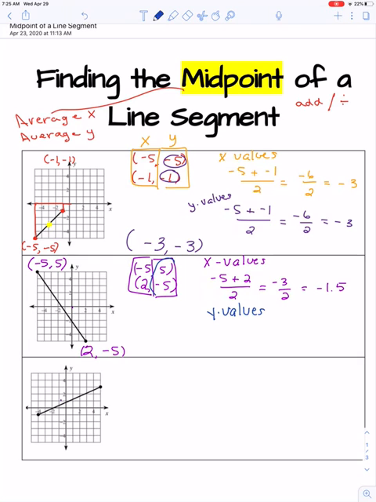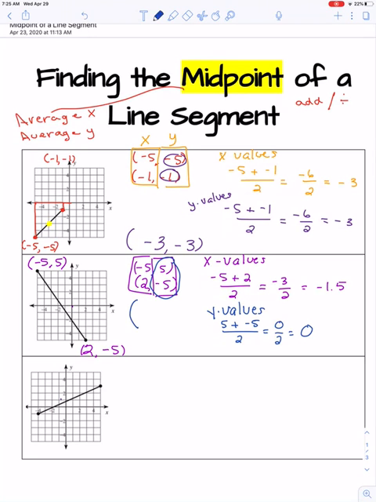Okay, now let's look at our y values. This time I'm going to grab these numbers. So I have 5 plus -5. We're going to divide that by 2 to average. 5 plus -5 is 0. Divide that by 2. 0 divided by any number is always 0. Now remember, write your final answer as an ordered pair. Don't do all this work on the side and then not complete it with your answer. So x comes first. I like fractions, so -3/2 and 0.